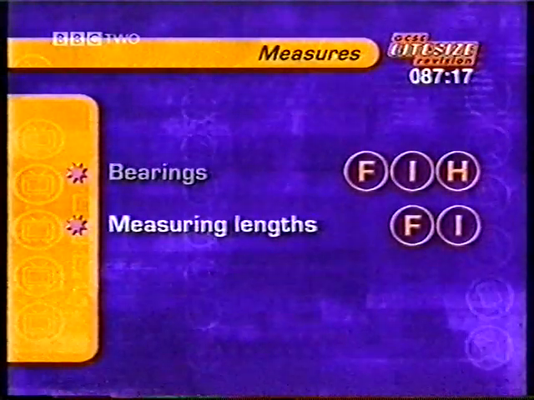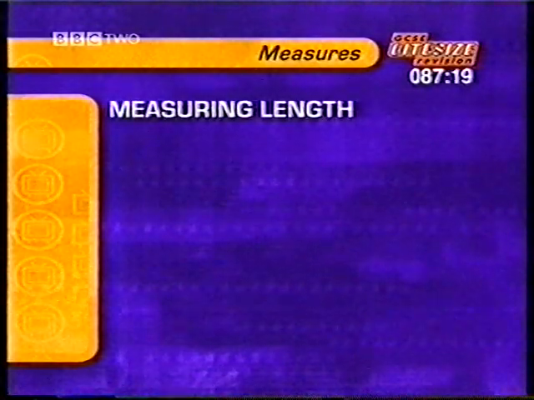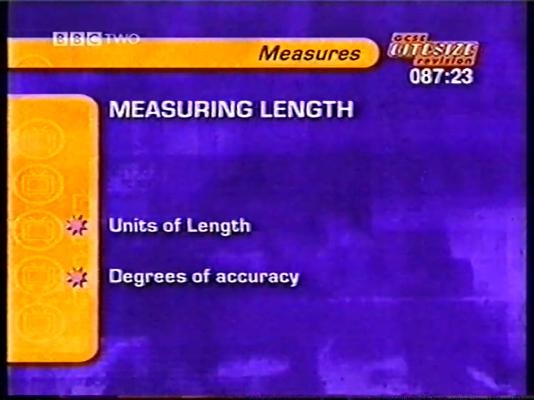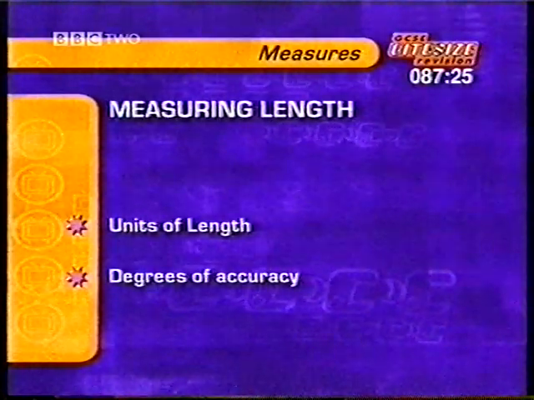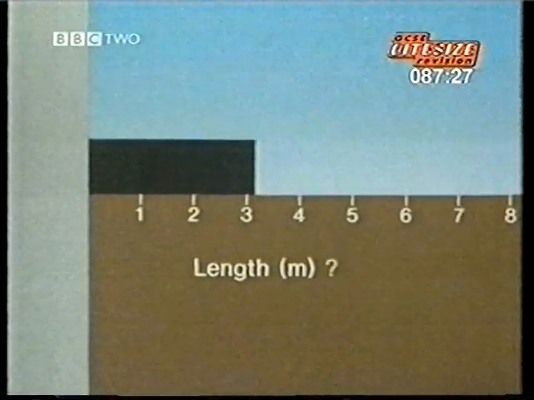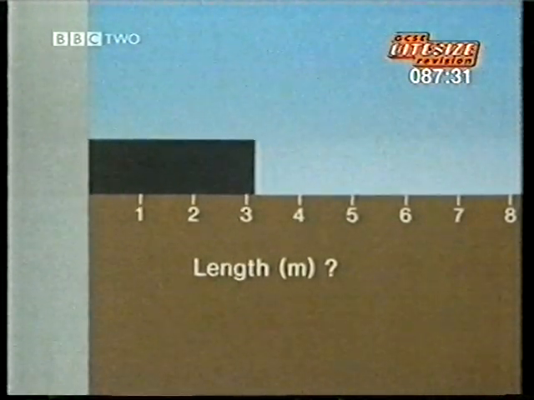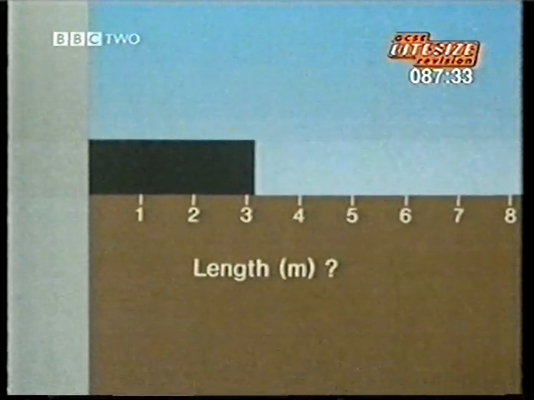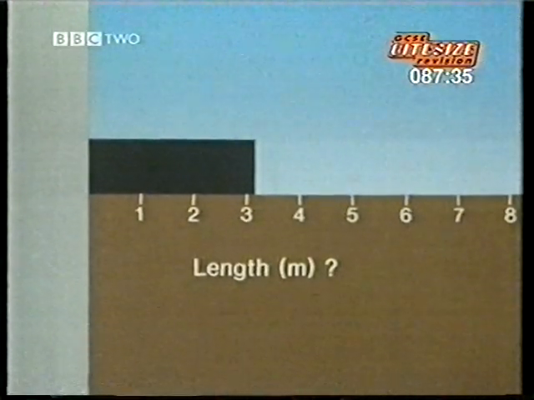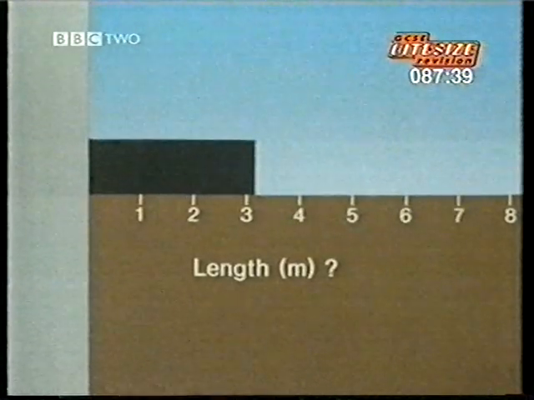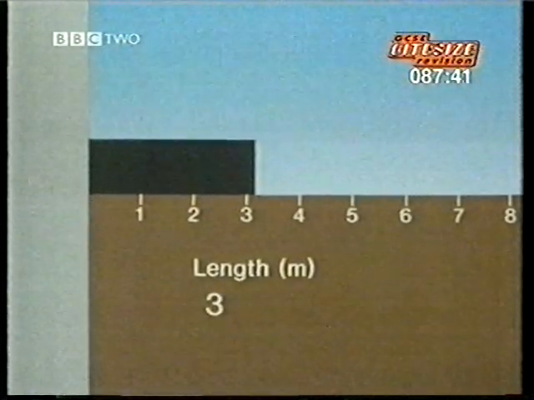Next, measuring lengths. This short section is about units of length and degrees of accuracy. This next clip explains. Take this bar. Imagine we needed to use it as part of an accurate factory process. How long would you say it was? Well, we can say that its length is between 3 and 4 meters. To the nearest meter, we'd say it was 3 meters long.